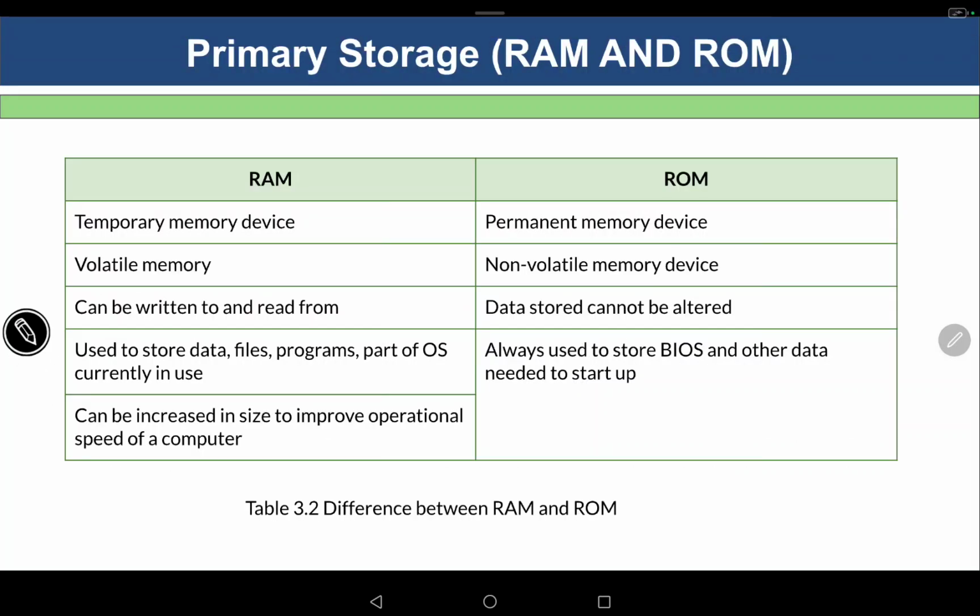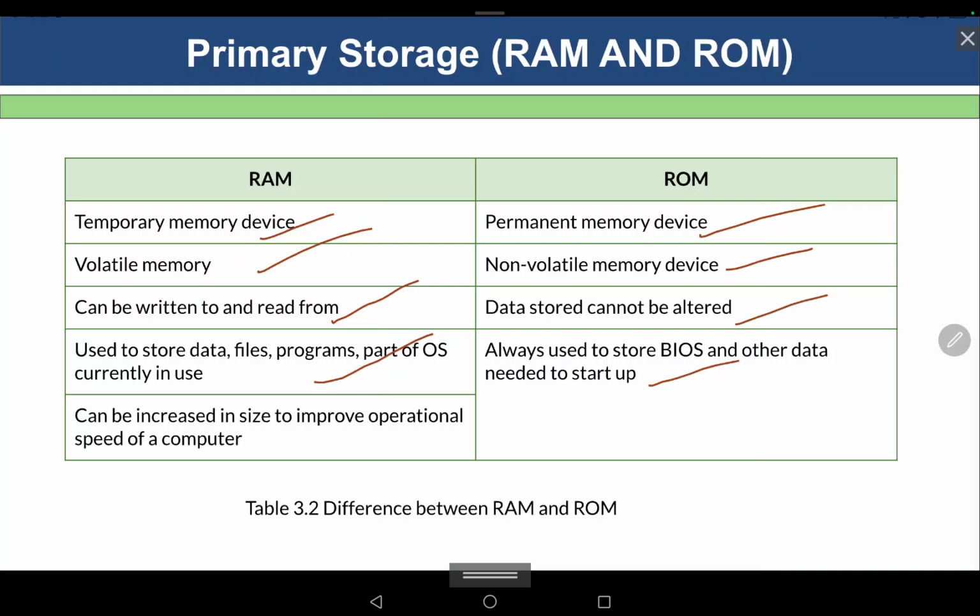Now let's look at the table. We can use this table to memorize the difference. RAM is temporary, ROM is permanent. RAM is volatile, ROM is non-volatile. RAM can be written to and read from. In ROM, data cannot be altered. RAM is used to store data, files, programs, and part of the operating system currently in use. ROM is used to store BIOS and other data needed to start up. And RAM can be increased in size to improve the operational speed of a computer.